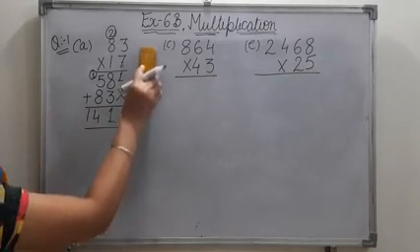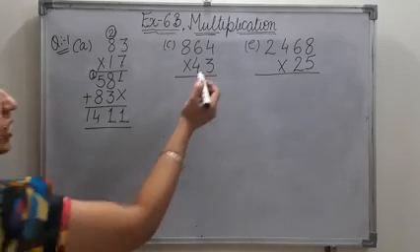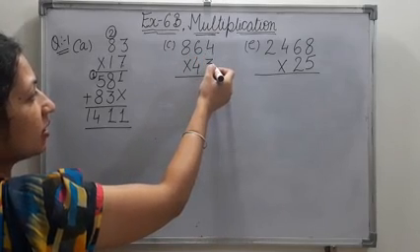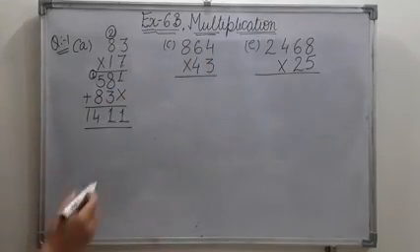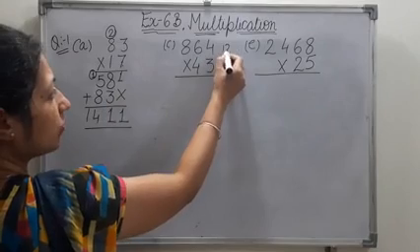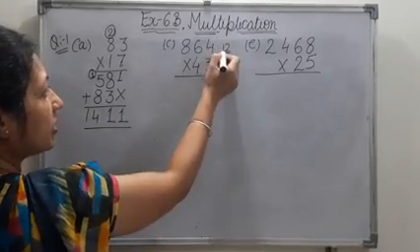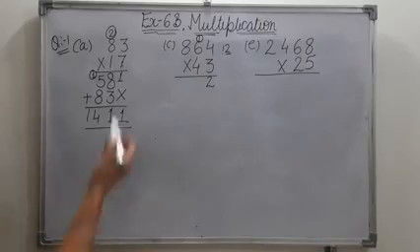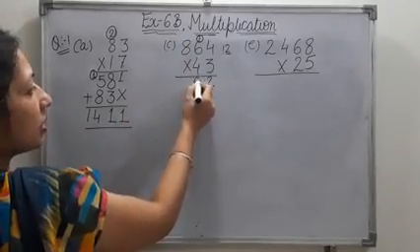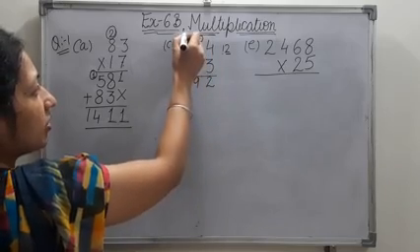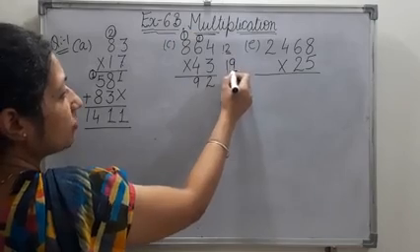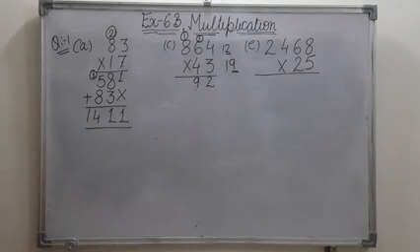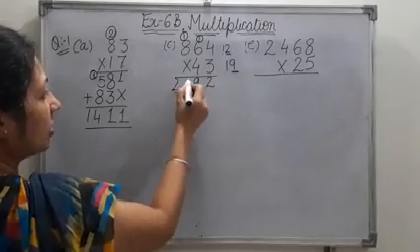Okay, let's do C part of question number 1. In this question we have to multiply 3 by 4. Next we will multiply 3 by 6 and then we will multiply 3 by 8. Okay, 3 4s are 12. So we will write this 2 here and this 1 is carried over here. Now 3 6s are 18. 18 plus 1 is 19. We will write this 9 here and this 1 is carried over here. 8 3s are 24. 24 plus 1 is 25.